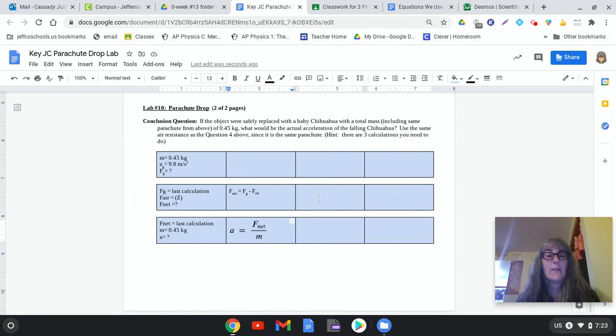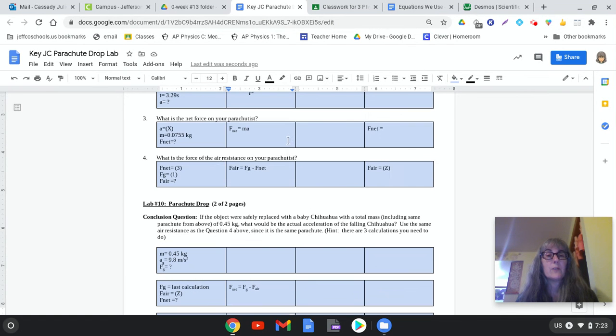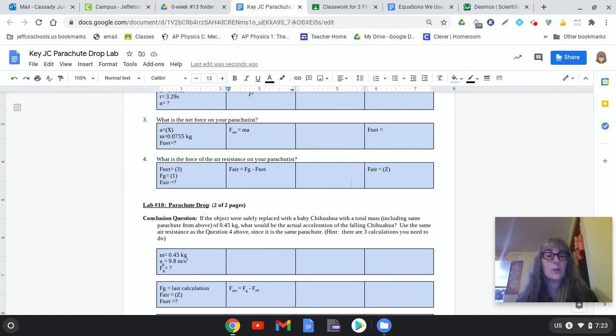Then once you have the net force, you just figured that out, you know the mass of our baby chihuahua. So now you can find the acceleration by doing the net force over the mass. This is the most important part of the parachute lab, is this calculation right here. And when you're doing the review, this is the one that you're going to be copying into your review document. But you need to finish this one and figure out the air resistance force before you can do this one. So I'll stop talking so that you can get started on that.